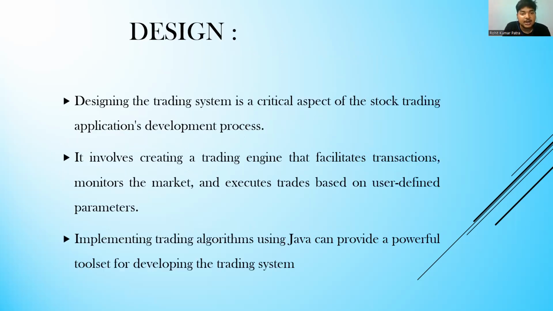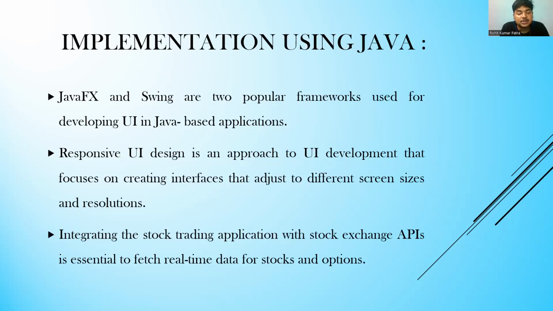After that, it is the design, how our project is designed. Designing the trading system is a critical aspect of the stock trading application development process. It involves creating a trading engine that facilitates transactions, monitors the market and executes trades based on user-defined parameters. After that, implementing trading algorithms using Java can provide a powerful tool for developing the trading system. As you know, Java is the most secure language, so it is a more powerful tool for developing the trading system.